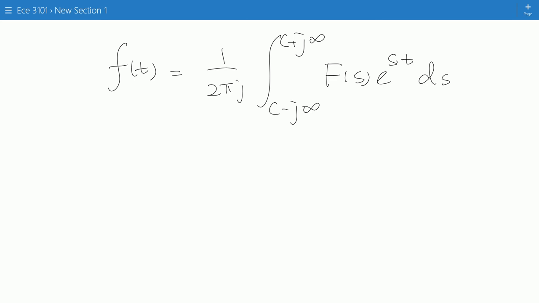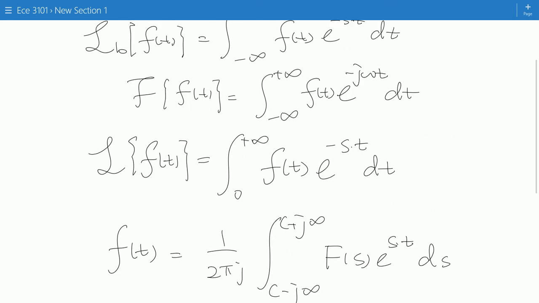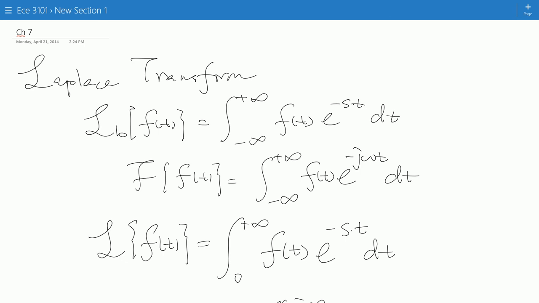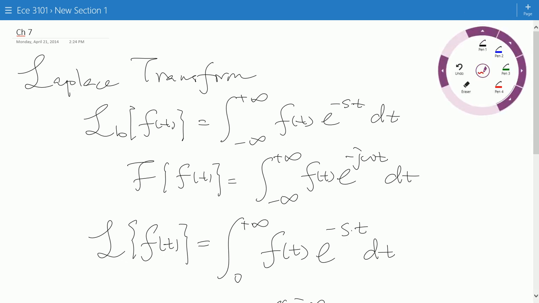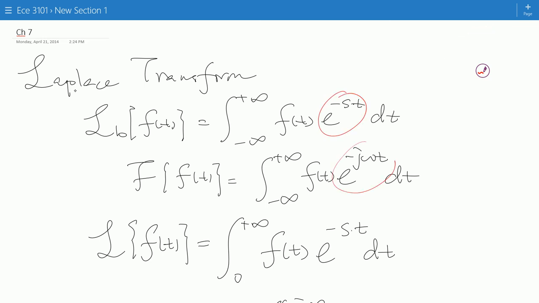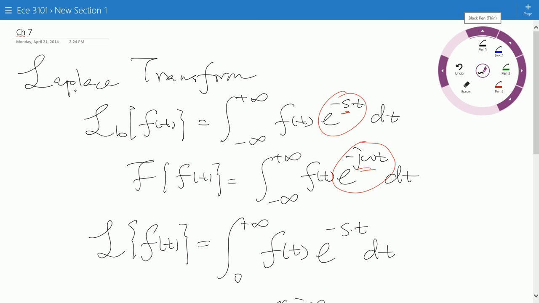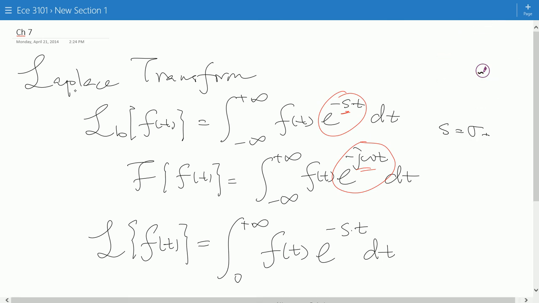And last time we mentioned that there's one kind of interesting or important concept. If we again come back to the bilateral Laplace transform and the Fourier transform, we can see here and here the difference is one is a generic complex number s, the other is a pure imaginary number j omega. And in fact, s can be written as the real part sigma plus j omega, the imaginary part.